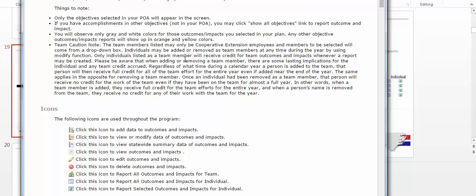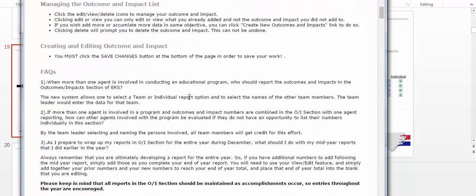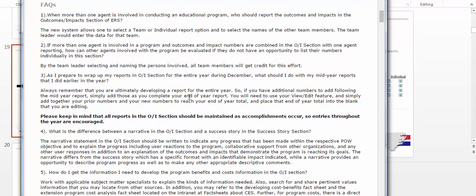Only individuals listed as a team member will receive credit for team outcomes and impacts whenever a report may be created. So you don't need to list other folks. They won't get any credit for it anyway because it's in our system.